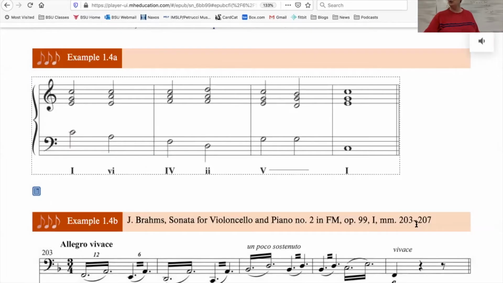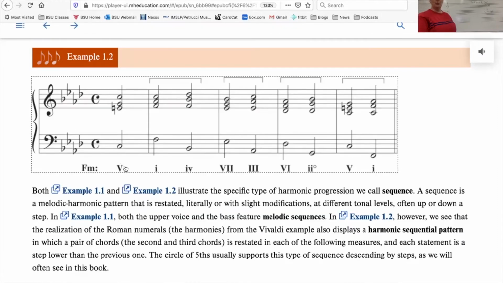Now let me show you root motion by 4th or 5th. Here's a chord progression where every chord is connected to every other chord by the bass either moving up a fourth or down a fifth. And in fact, we alternate between those motions until we get back to the F chord at the end. This is called a circle of fifths progression.